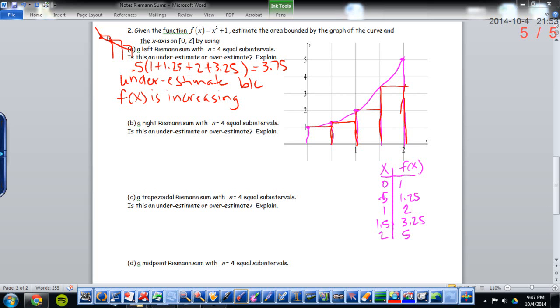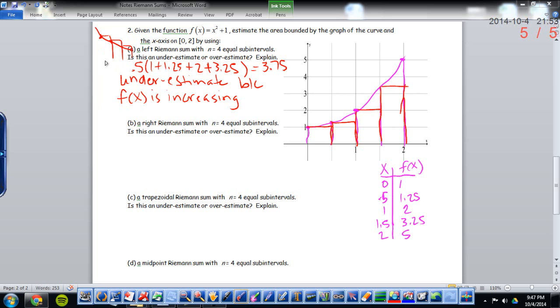Now, this is not something that I would recommend memorizing, but you can easily sketch the graph. So if you're ever asked, if you have a decreasing function and use a left Riemann sum, is that going to be an overestimate or an underestimate? Well, just draw yourself a decreasing function and draw in those rectangles on the left sides of each of those intervals, and you'll see that it's an overestimate.